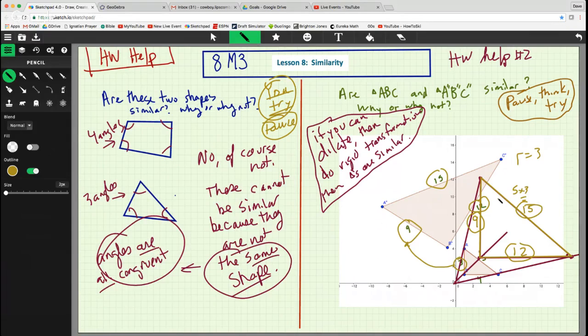Right? So they don't look the same size because I didn't do a perfect dilation down here. This side should be a little bit out here. But if I would have used proper tools, this would have been exactly the right size, 9, 12, and 15. And that's the calculated size using an R of 3. Now, if you have a triangle that has a 9, a 12, and a 15, and another one that has a size of 9, 12, and 15, then we know they are the same size. And we know they are the same shape.